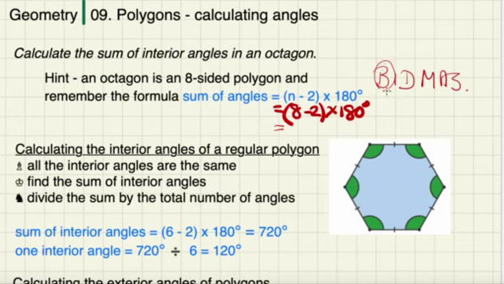You've got to do the brackets first. So 8 minus 2 is 6. So 6 multiplied by 180 gives you 1080 degrees. So the sum of all the angles in an octagon comes to 1080.